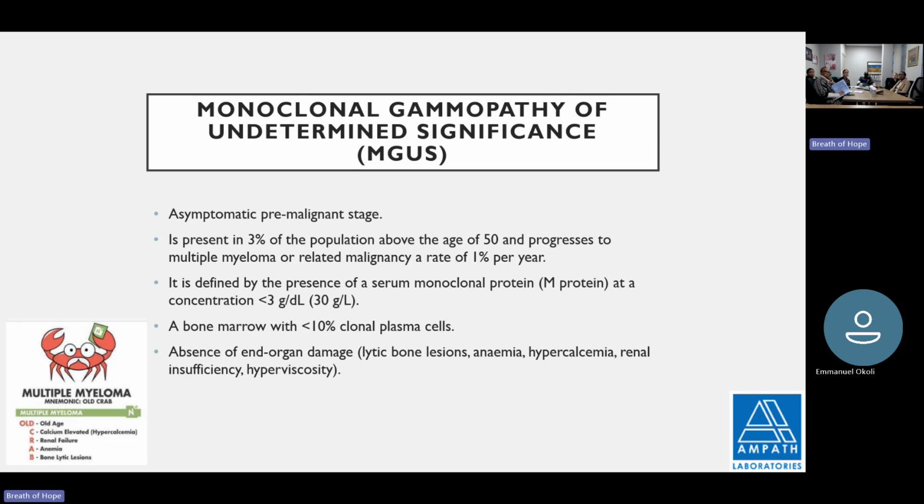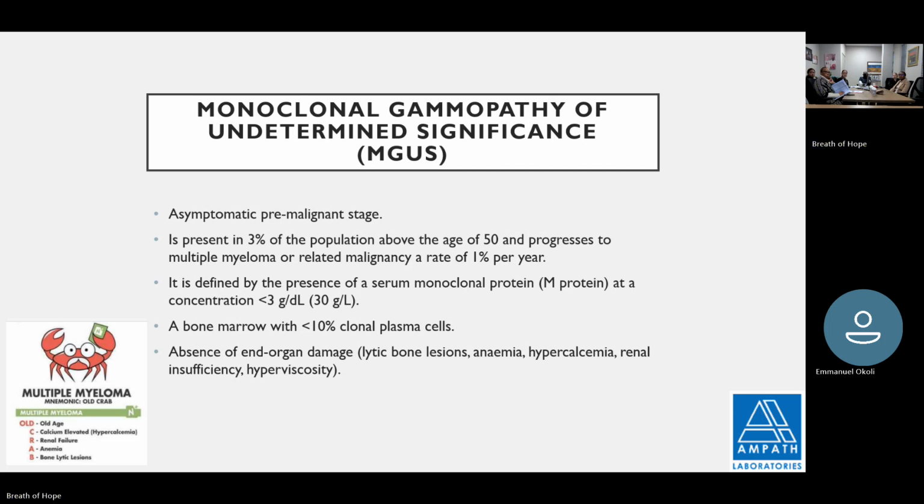So what is MGUS? I'm going to talk about monoclonal gammopathy of undetermined significance, and I'm going to name it MGUS. That's what we actually just call it. So it's an asymptomatic pre-malignant stage. So it's actually not quite scary. It's usually present in 3% of the population above the age of 50.